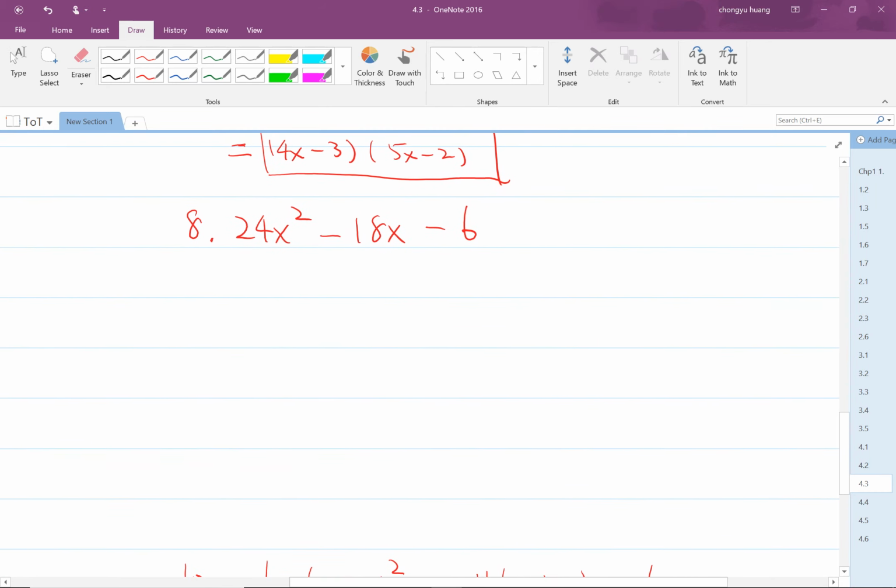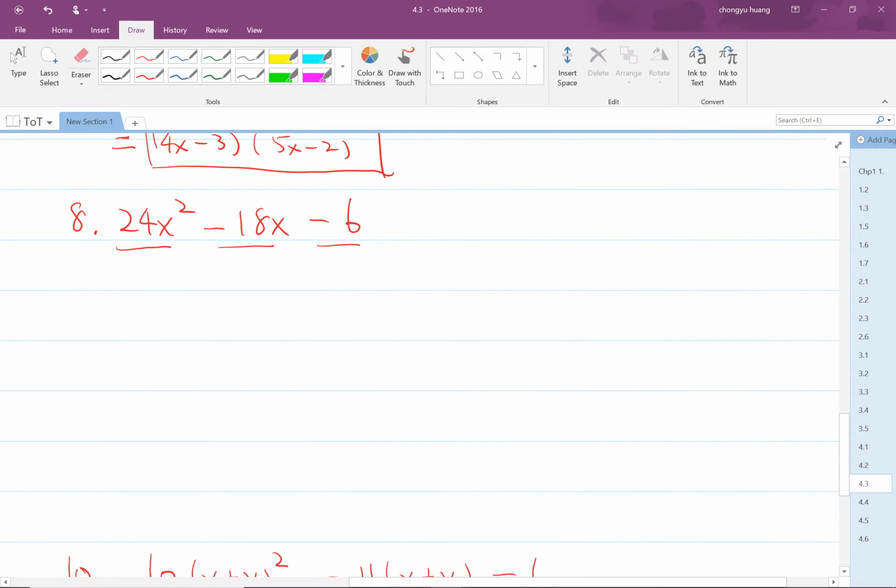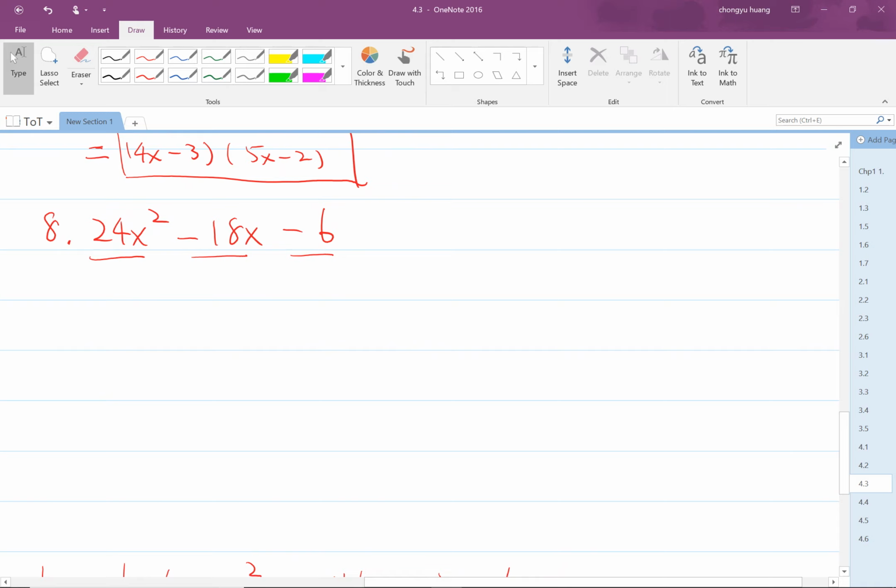For question 8, you can see we have 24x squared minus 18x minus 6. We may have to try to find it. Maybe for this question I'm going to show you a little more detail. So what are you thinking?